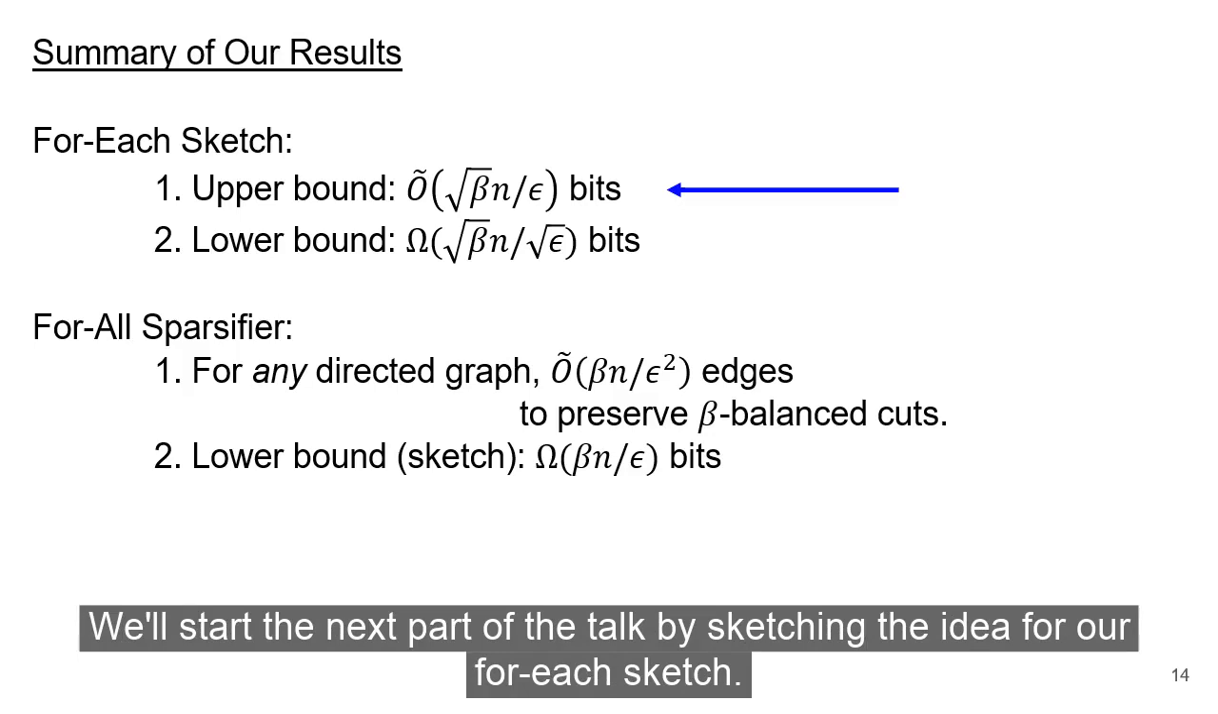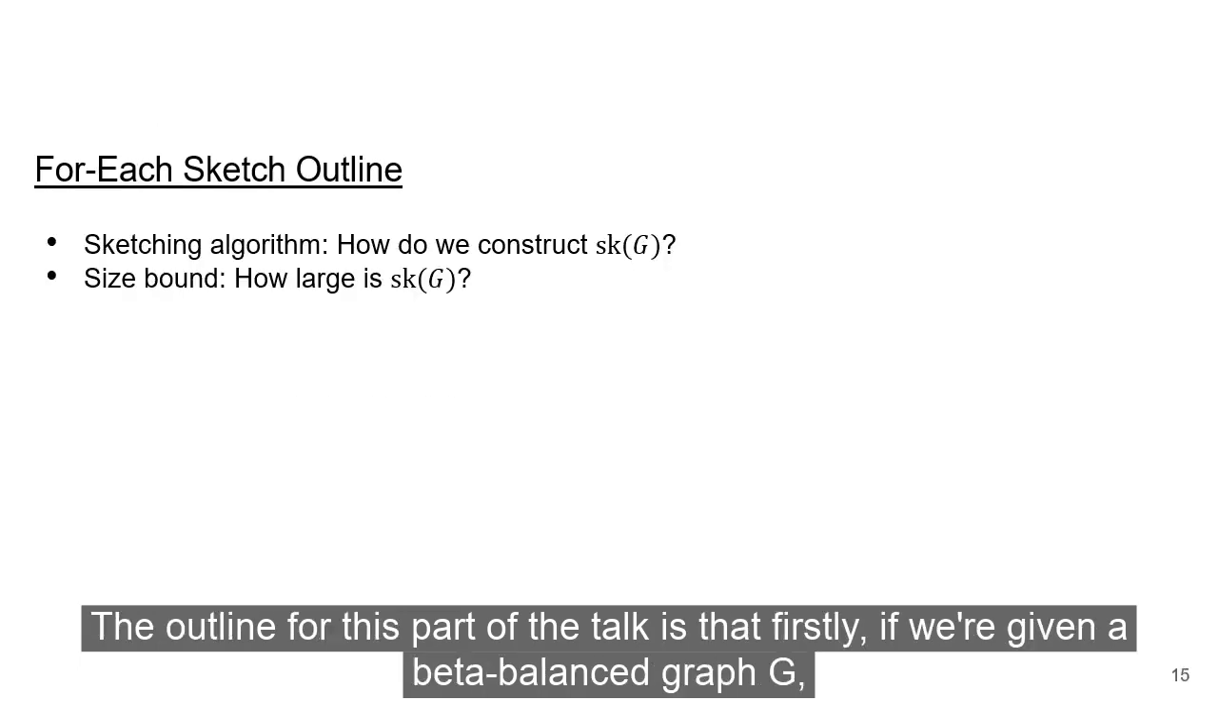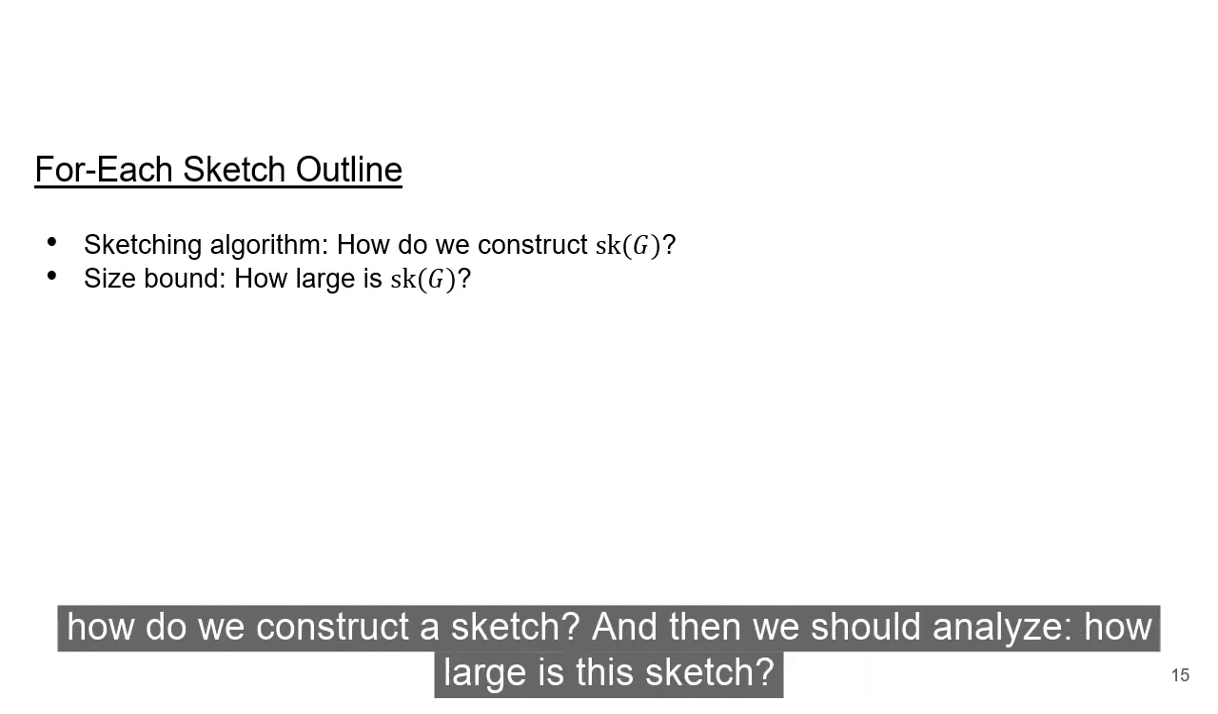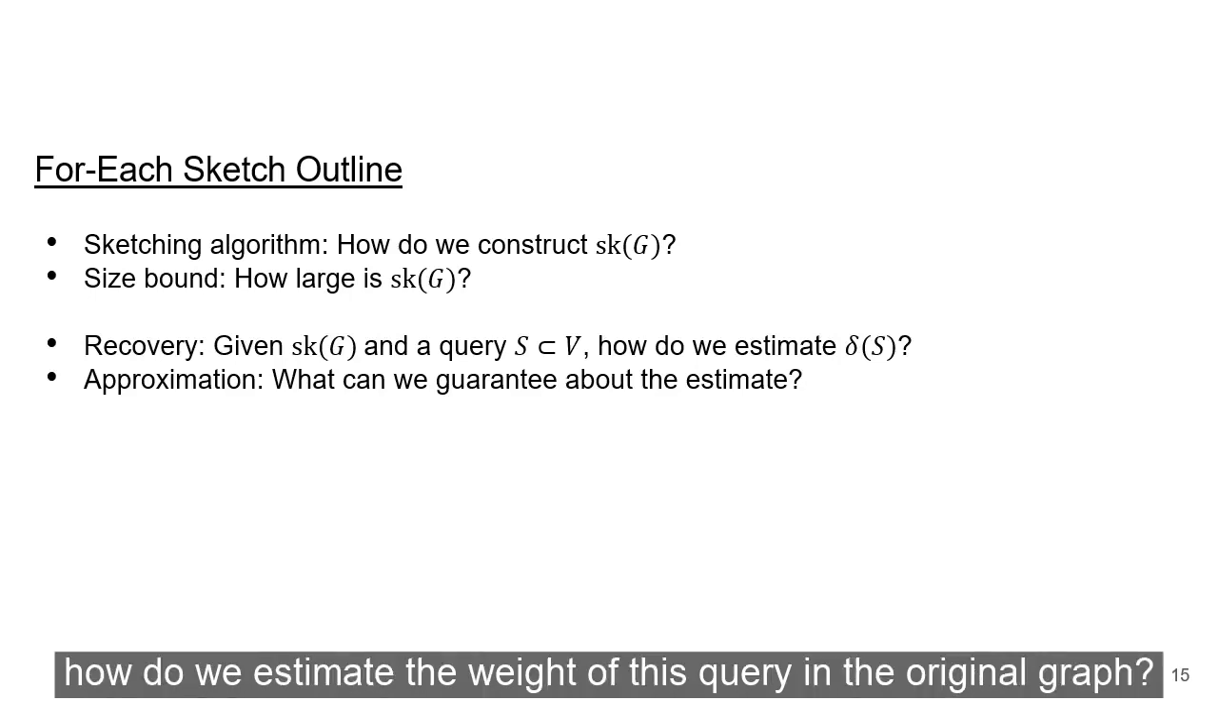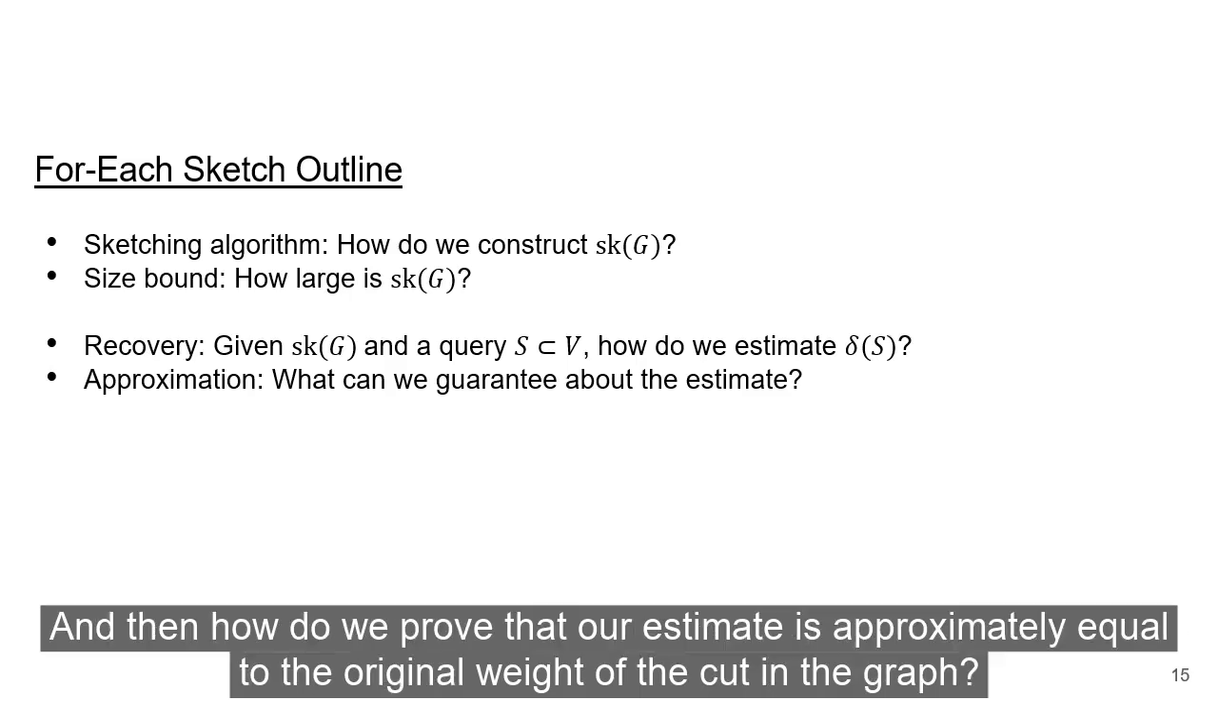We'll start the next part of the talk by sketching the idea for our for-each sketch. The outline for this part of the talk is, firstly, if we're given a beta-balanced graph G, how do we construct the sketch? And then we analyze how large this sketch is. Then we need to specify the recovery algorithm: given the sketch and a query, how do we estimate the weight of this query in the original graph? And then how do we prove that our estimate is approximately equal to the original weight of the cut in the graph?